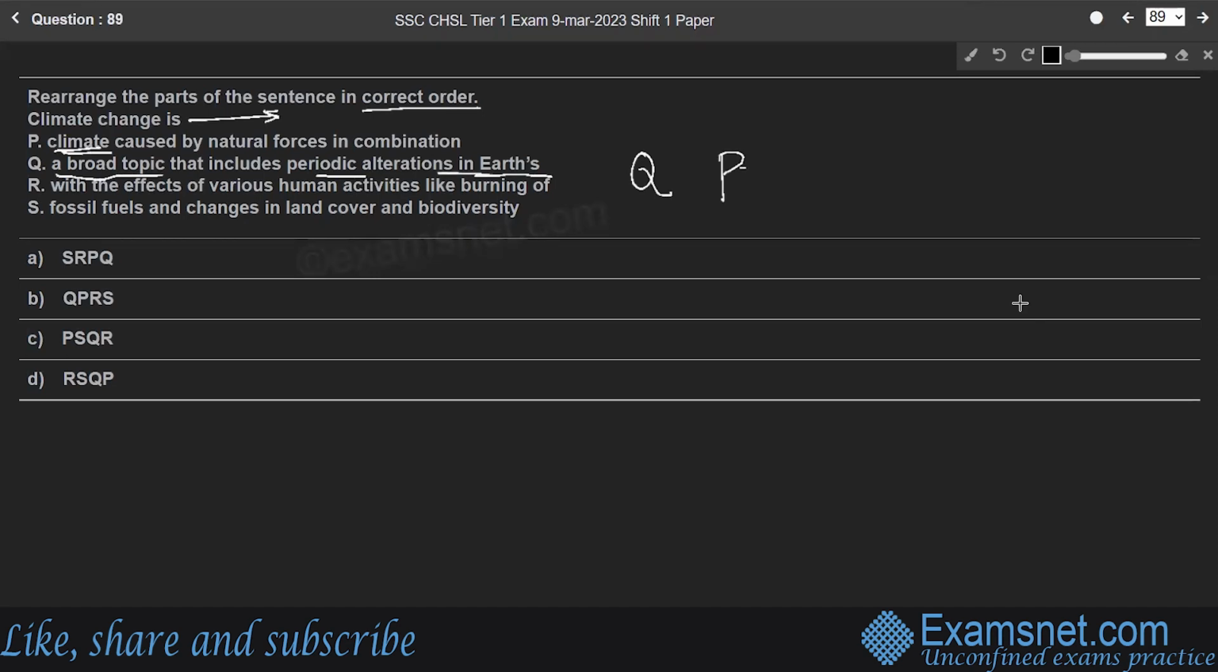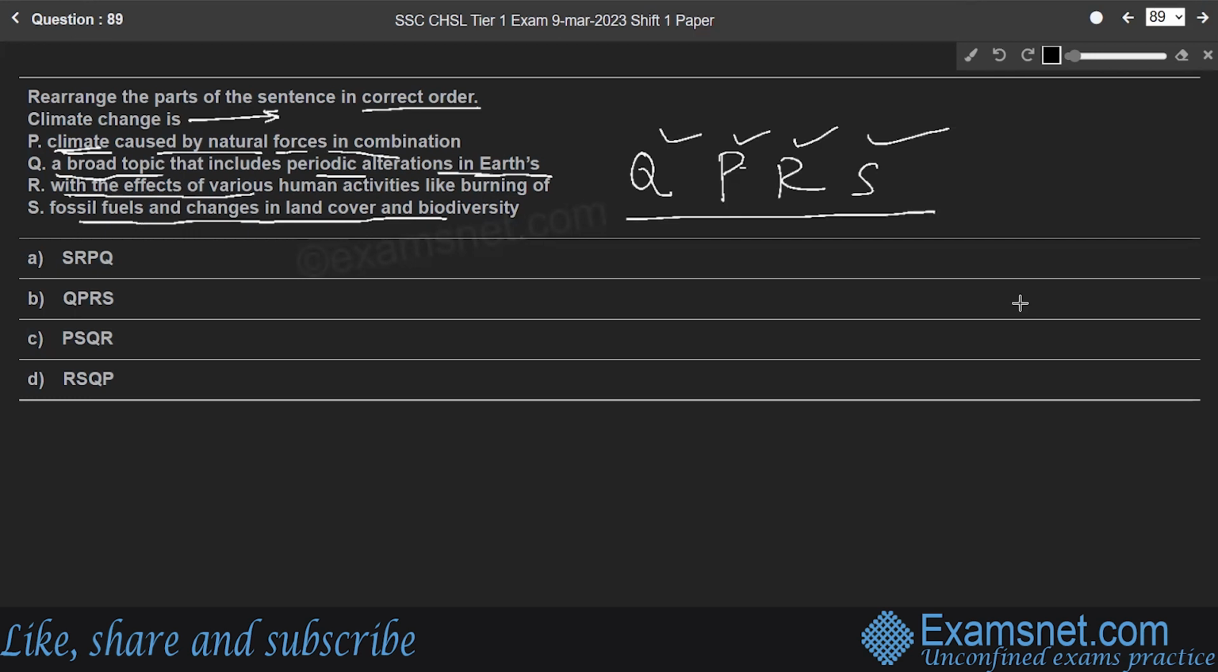Alterations in Earth's climate caused by natural forces in combination with the effects of various human activities like burning of fossil fuels and changes in land cover and biodiversity. Therefore, the order should be QPRS, so it makes a complete sentence. Looking at the options, option B is the right answer.